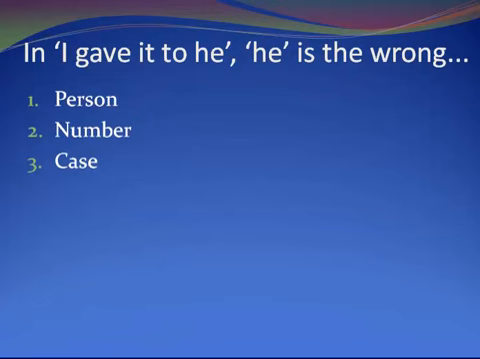So is it case? Well, you could say he gave it to someone. The form he is the nominative form and it goes in subject position, but here we've got a preposition and he follows the preposition, and in that object of the preposition position it should be him. I gave it to him. So we can conclude here that he is the wrong case.